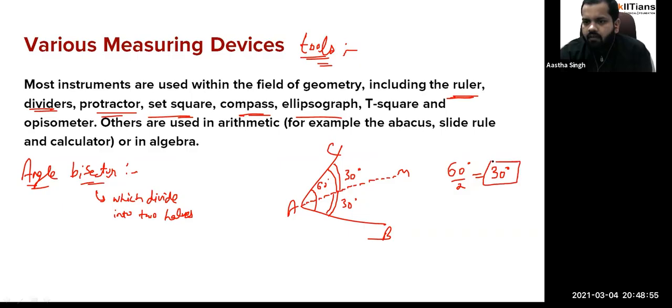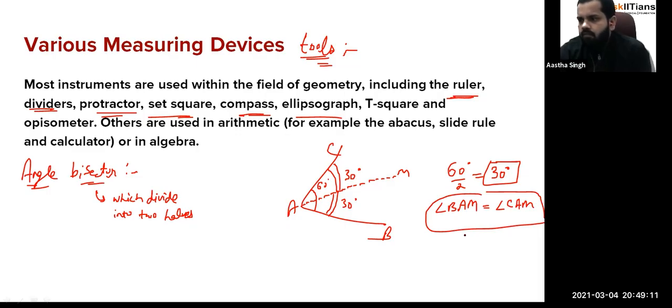30 degree. I think you all got the point that angle BAM will be equal to angle CAM, right? BAM is equal to CAM, right? So this is what angle bisector means. That it will divide the angle into equal halves. Okay.